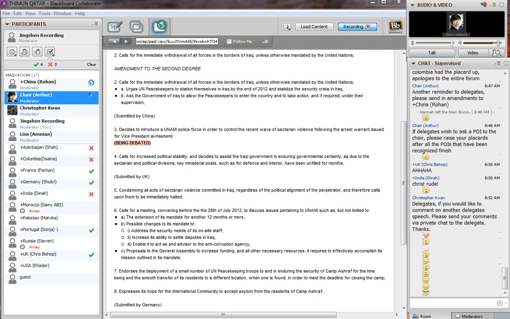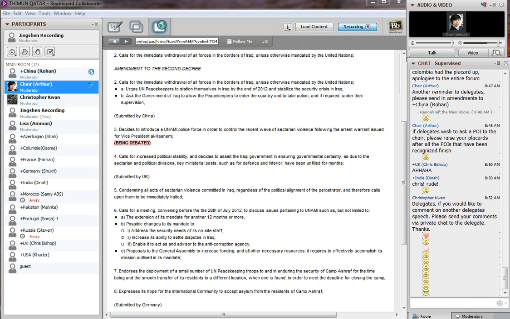The chair reminds the House that all delegates must vote. Delegate of Pakistan. Assuming that she is away from keyboard, the chair, never mind, with 5 votes for, 3 votes against, with no P5 nations voting against, with 6 votes for and 3 votes against, this amendment passes. Please make the relevant changes in your resolution.